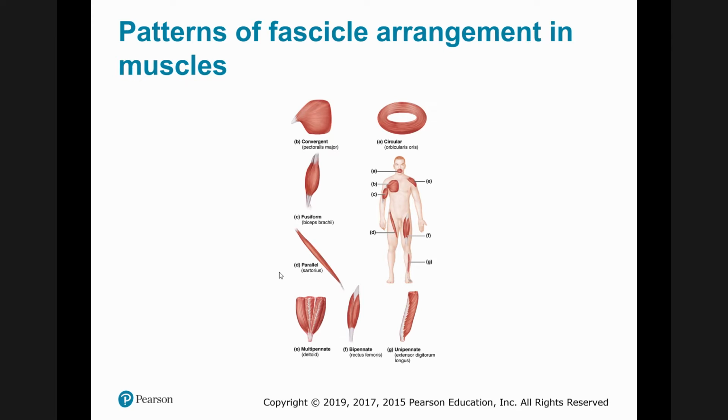They can be arranged in a circular way, a convergent way, a fusiform way, a parallel way, or multipennate, where we have multiple origins, bipennate where you have two, or unipennate. This is just telling you that muscles can be organized in different ways. Again, this is just animation pictures. You will not be tested on this.